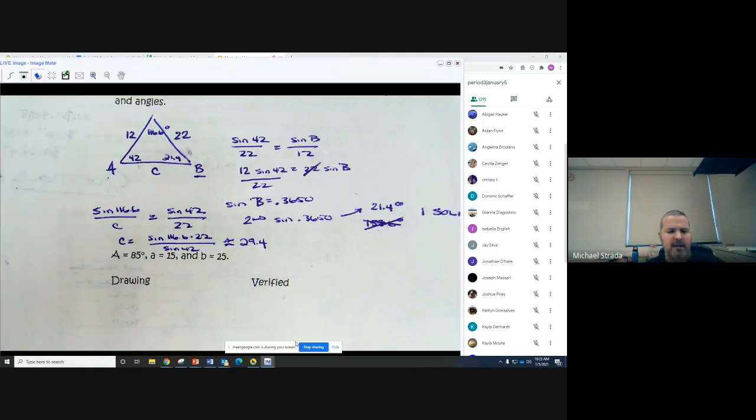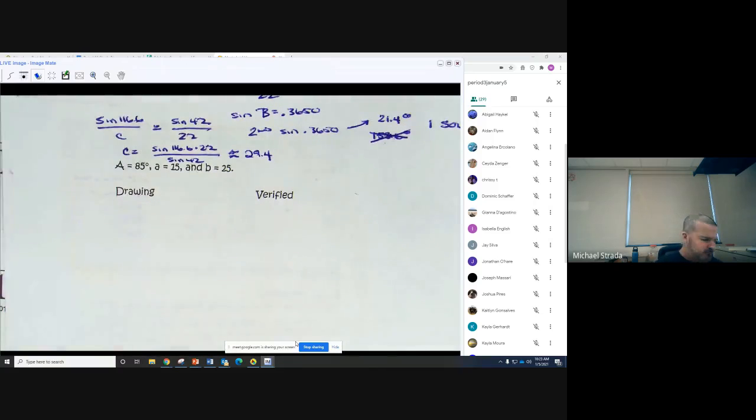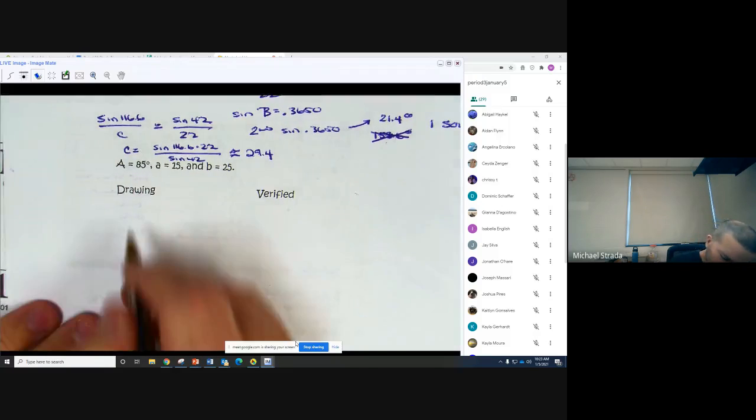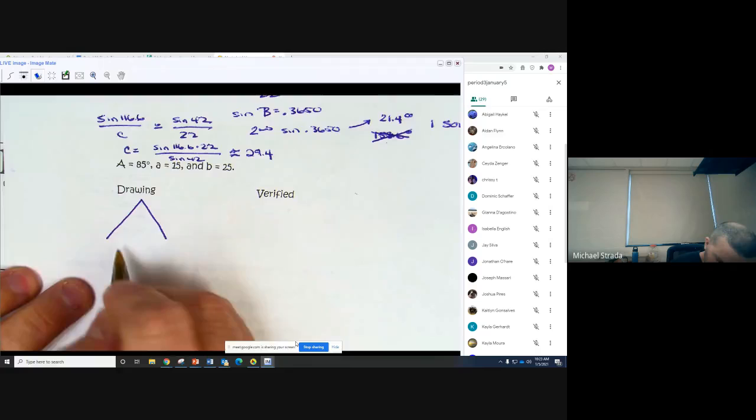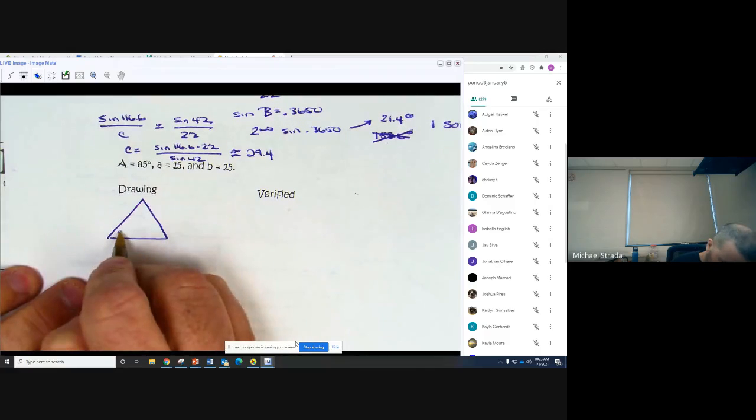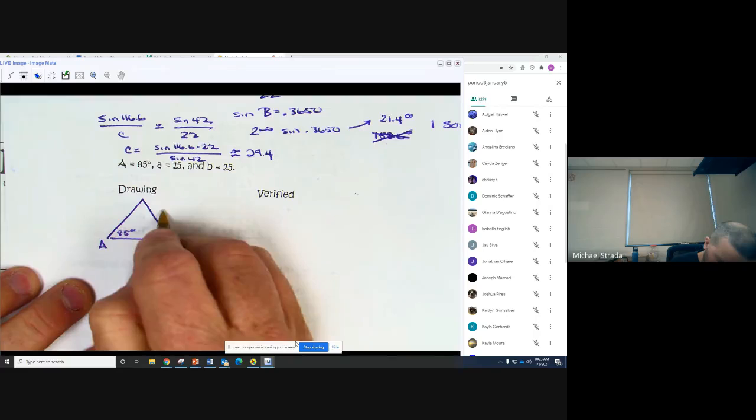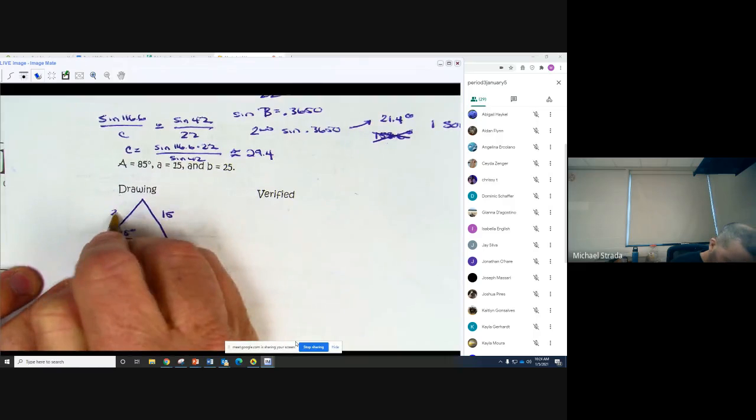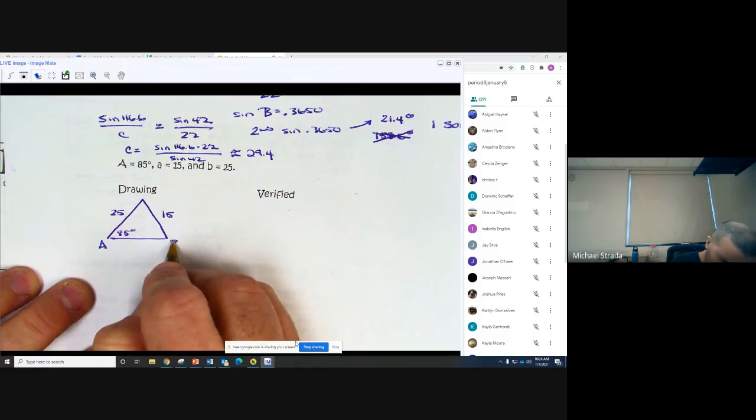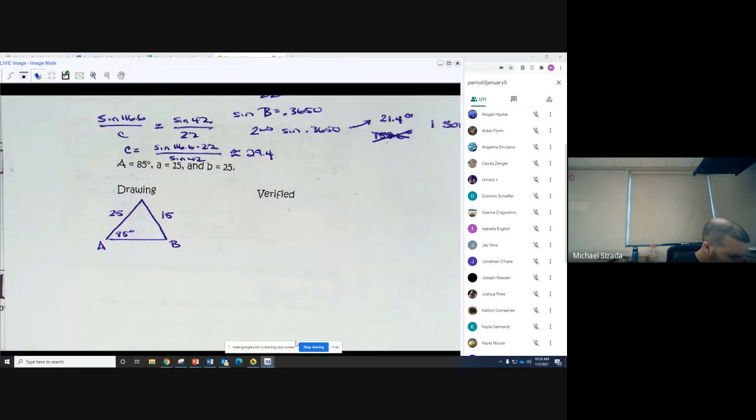Okay. So the next one, A is 85 degrees, little a is 15, and B is 25. So here's my drawing. Here's my 85-degree angle representing angle A. Opposite that would be little a, so that's the 15. And then the 25 goes there, making that angle B. All right, so there's my drawing.